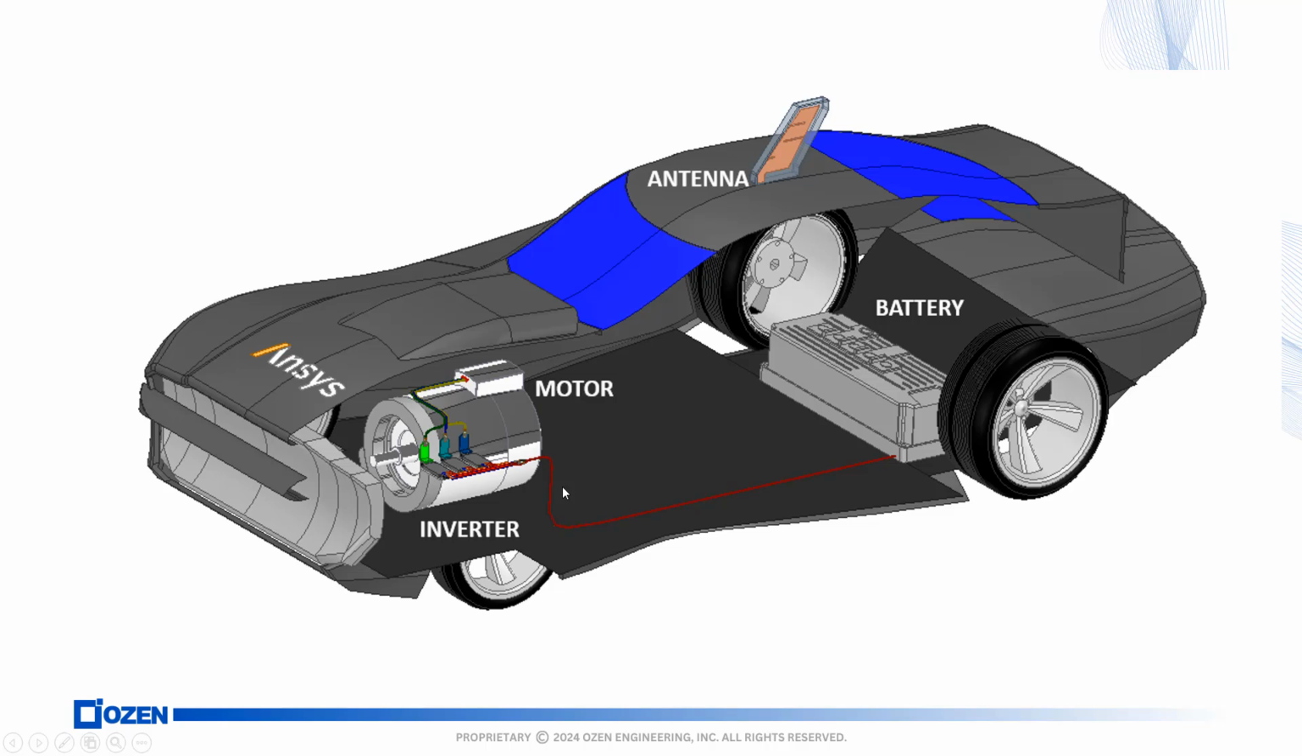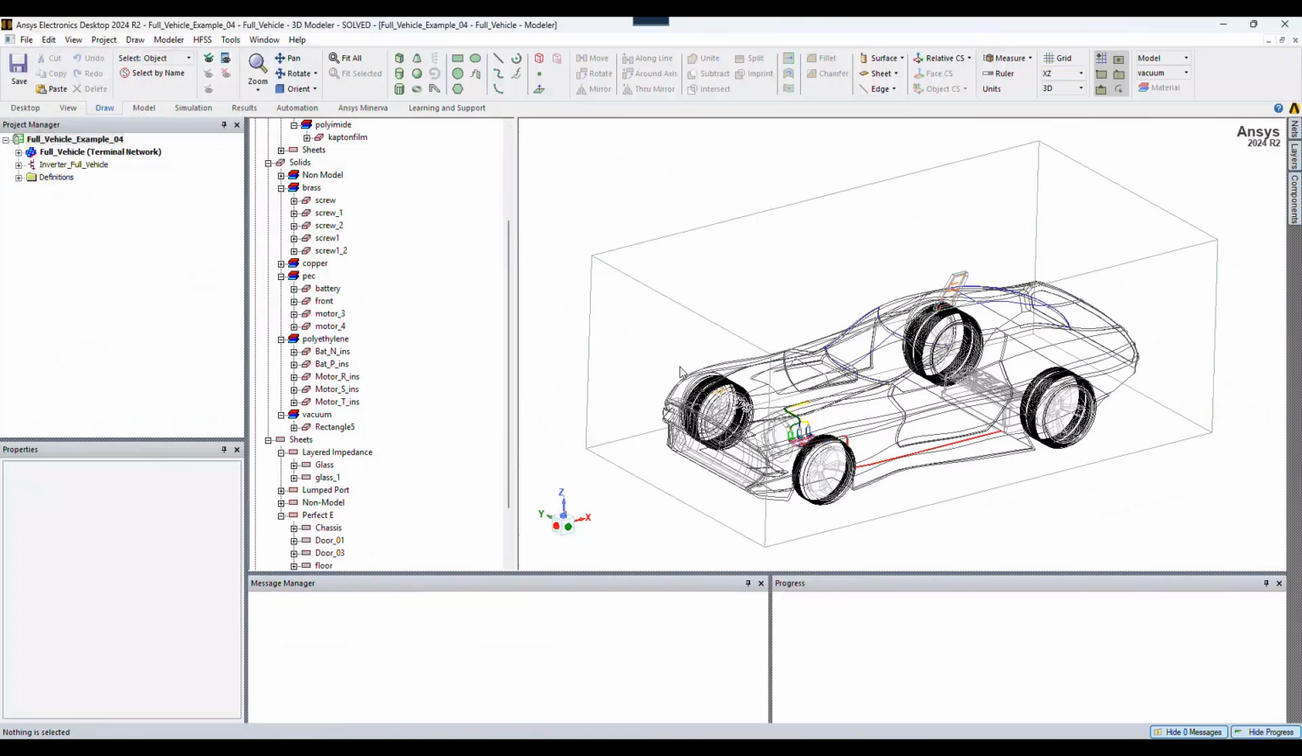In this demo, we will be performing conducted emission simulation of a full electric vehicle. This is the electric vehicle that we're going to be simulating. As you see, the electric vehicle includes an inverter, a motor, an antenna placed on the roof, and the battery with all the cable connections. We will be using HFSS to perform the EM simulation, and then we will dynamically link the HFSS model into circuit to generate the emission report.